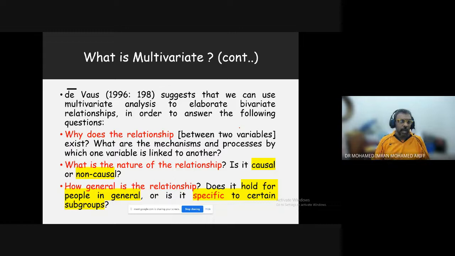Okay, how general is this relationship? Does it hold for people in general or is it specific to certain subgroups? So can we generalize this? Based on slide number 1 earlier, can we say this applies to everyone? The eating habits, weight, cholesterol, and BP, does it apply to everyone? Or maybe it only applies to the Japanese people, the Americans.